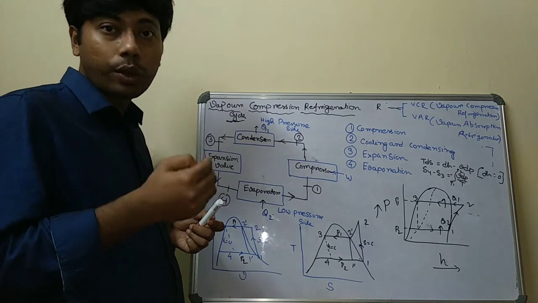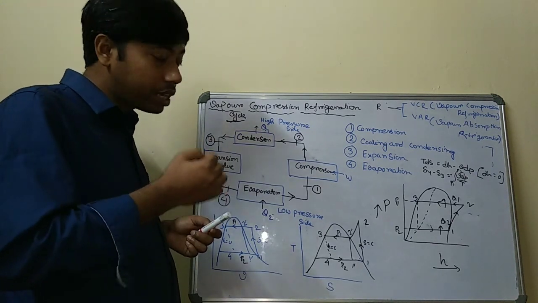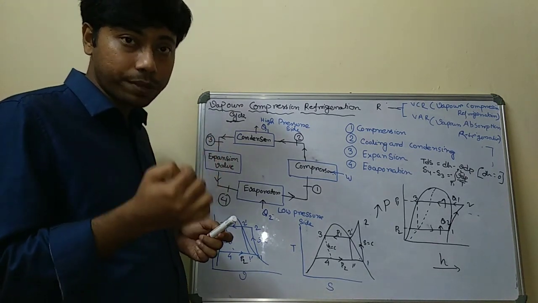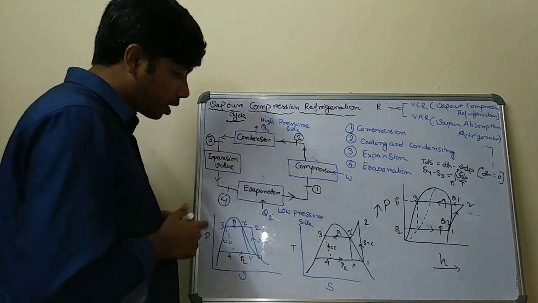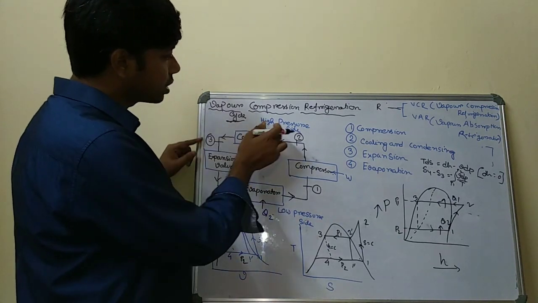So, and obviously wear also. So they will affect. So that's why we prefer that dry compression takes place in the compression process. Now, 2 to 3. So 2 to 3 is basically the condenser.